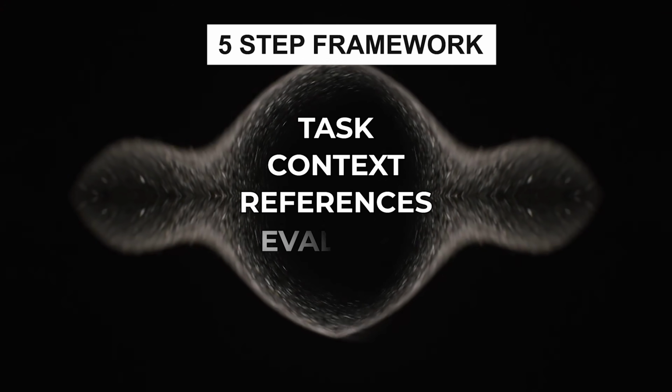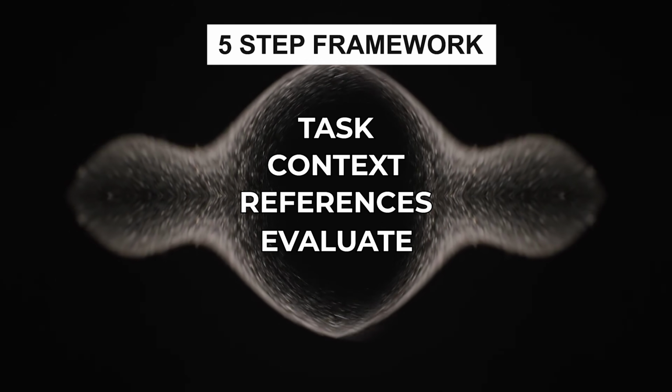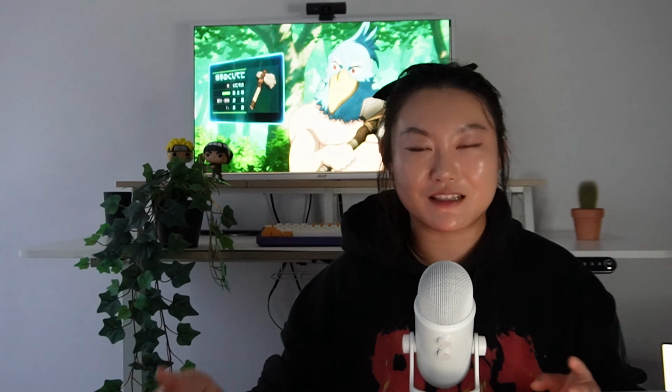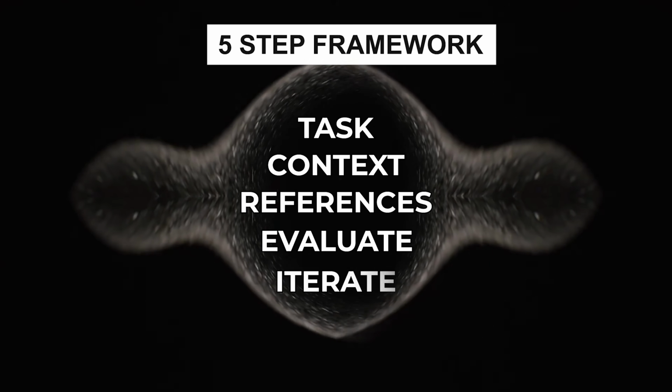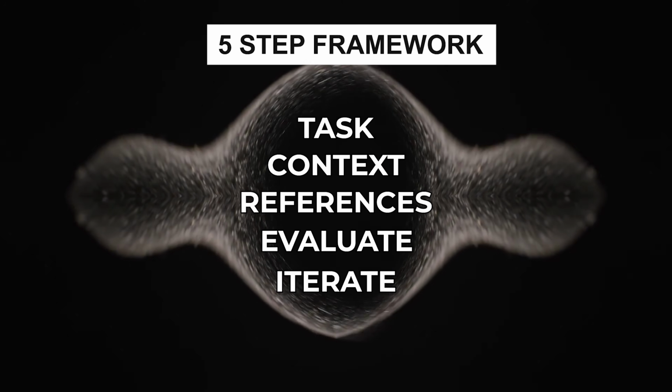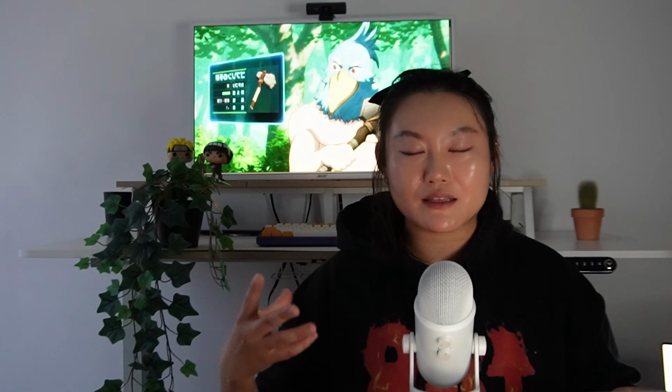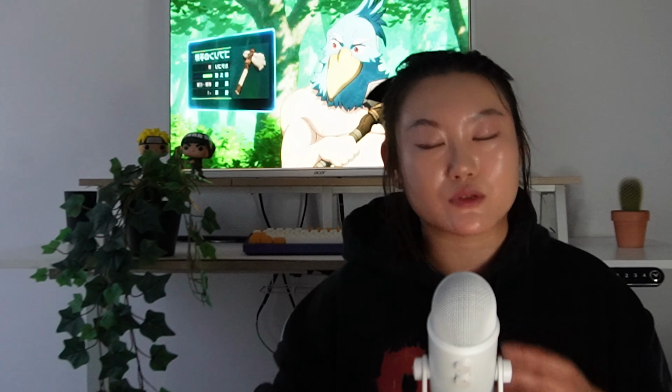Step number 4 is evaluate. This is after you get the output. Just ask yourself, is this output what I want it to be? And if it's not exactly what you want it to be, then last step is iterate. Prompting is rarely a one and done kind of thing. It's much more of a circular process in which you're refining the prompt to get the results that you want.